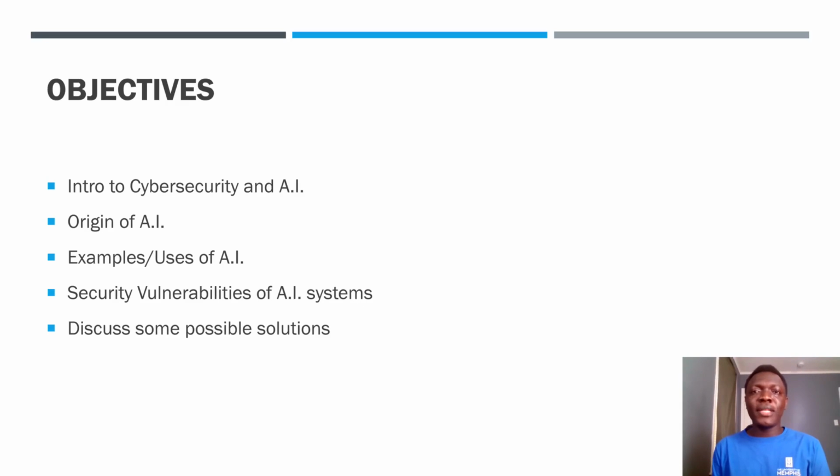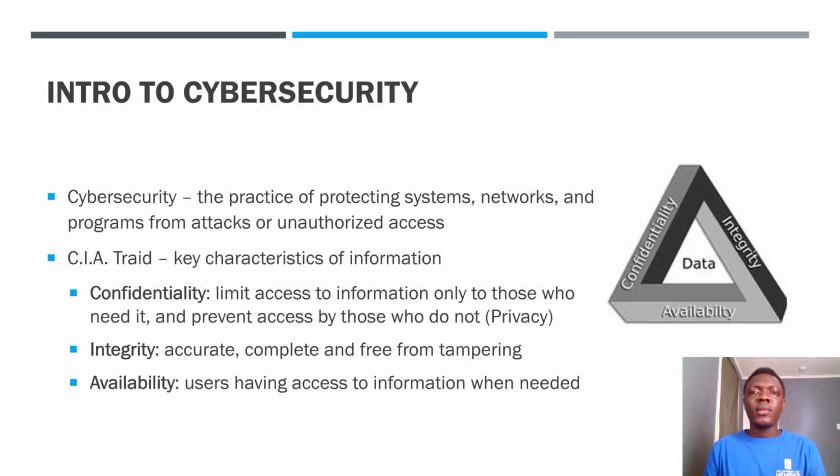The objectives for this presentation include an introduction to cybersecurity and then artificial intelligence, briefly talking about the origin of artificial intelligence, also giving some examples of artificial intelligence, and then seeing some of the security vulnerabilities associated with artificial intelligence, and finally discussing some possible solutions available. Let's begin by introducing what cybersecurity is.